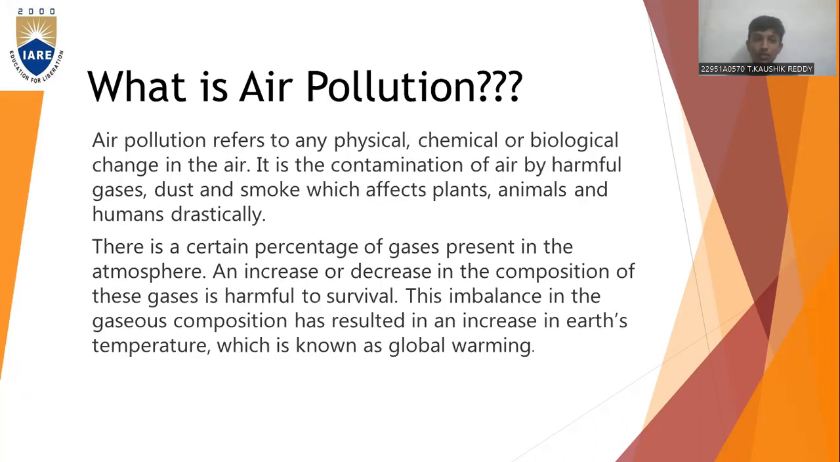What is air pollution? Air pollution refers to any physical, chemical, or biological change in the air. It is the contamination of air by harmful gases, dust, and smoke, which affects plants, animals, and humans drastically. There is a certain percentage of gases present in the atmosphere, and an increase or decrease in the composition of these gases is harmful to survival. This imbalance in the gaseous composition has resulted in an increase in Earth's temperature, which is known as global warming.